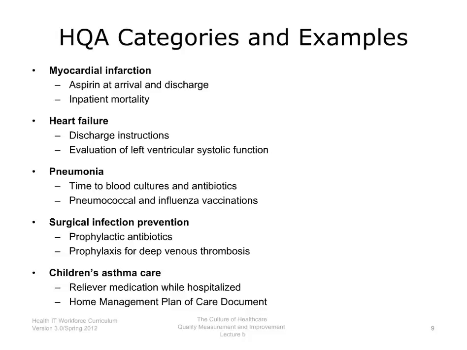Among the measures for MI are actions such as aspirin at arrival to the hospital, when the diagnosis is made, and at discharge, and inpatient mortality. For heart failure, the provision of discharge instructions and the evaluation of the patient's left ventricular systolic function are measures. For pneumonia, the measures include time to blood cultures and antibiotics, as well as vaccinations for pneumococcus and influenza. For surgical infection prevention, the measures look at prophylactic antibiotics as well as prophylaxis for deep venous thrombosis. For childhood asthma, the measures are the need for reliever medication while hospitalized and the development of a home management plan of care document.